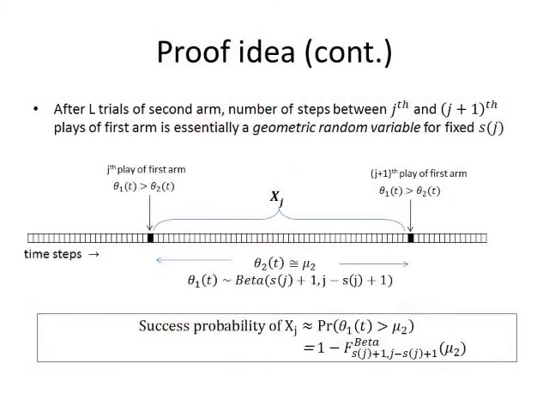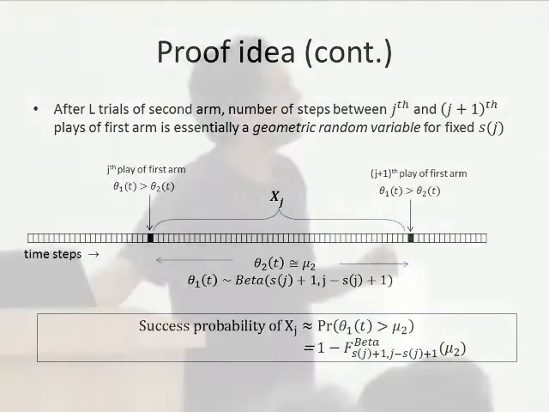Okay. So here is probably the main idea of the proof. Let me describe that by this picture. We assume that the second arm has been tried at least L times, as I explained on the previous slide. Then the number of steps between the jth and j plus 1th trial of the first arm is essentially a geometric random variable.